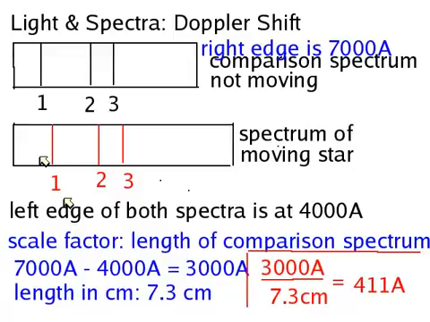Okay, so that's going to be our scale factor. Any distance that we measure of any of the lines from the left edge, we're going to multiply by that scale factor. It's actually angstroms per centimeter. Let me squeeze it in here. And then add 4,000 to it for the left edge of the spectrum. I'm going to do that on the next page.